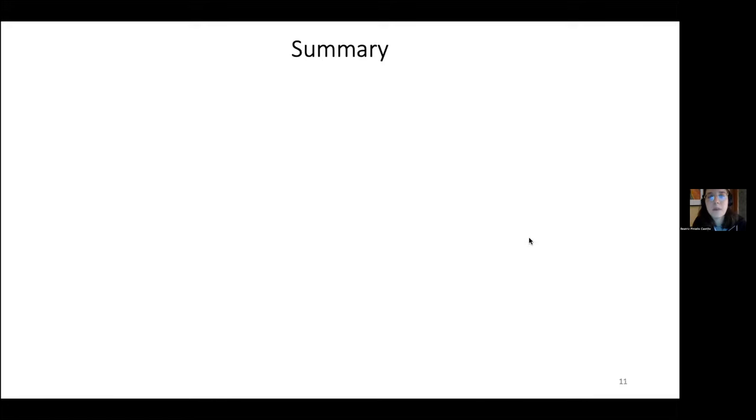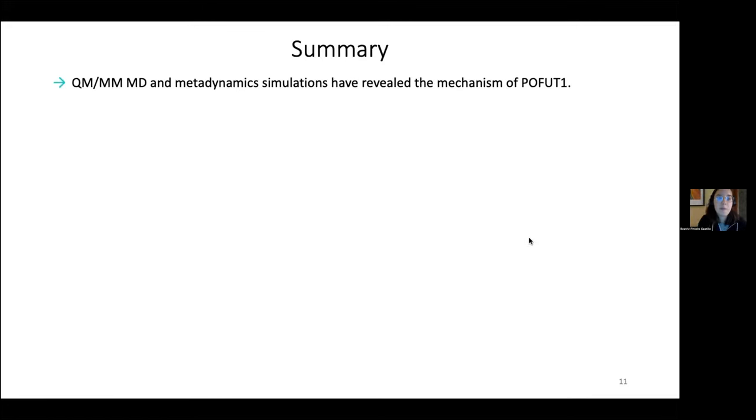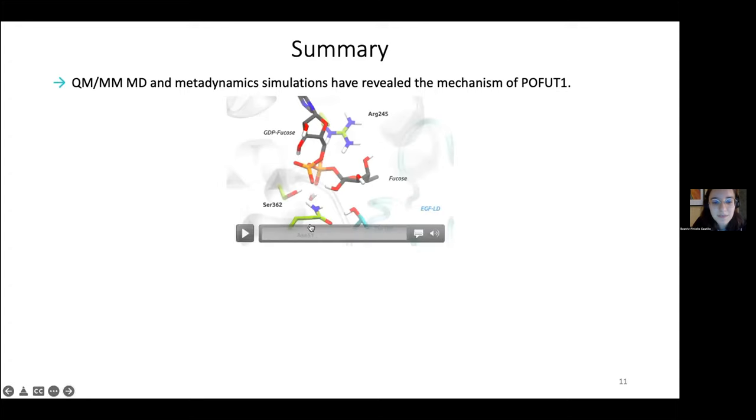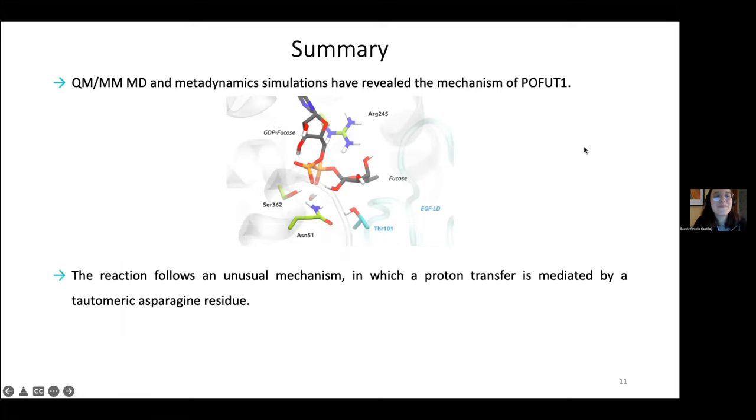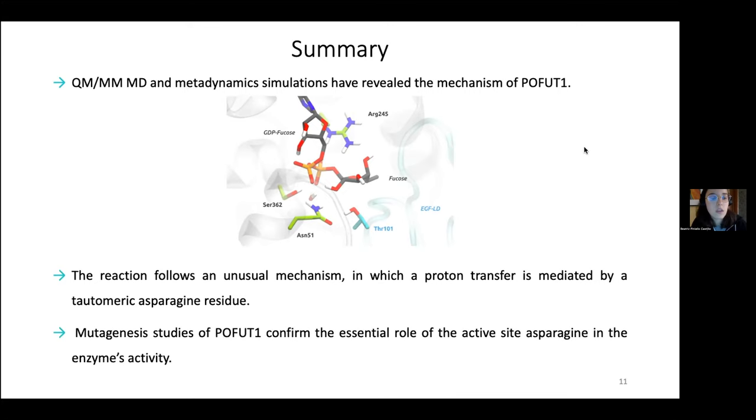Finally, to sum up my presentation, QM/MM MD and metadynamics simulations have revealed the mechanism of PFOOD1. Here is a small movie to remind you of the mechanism. Oh, it's not working. Well, anyway. The reaction follows an unusual mechanism in which a proton transfer is mediated by a tautomeric asparagine residue. And mutagenesis studies of PFOOD1 confirm the essential role of the active site asparagine in the enzyme's activity.